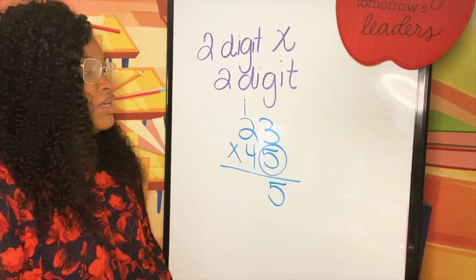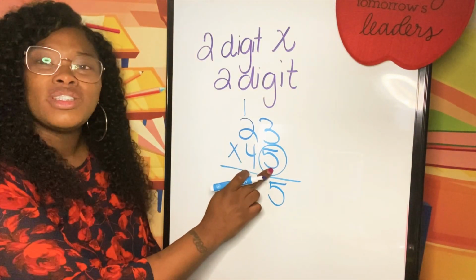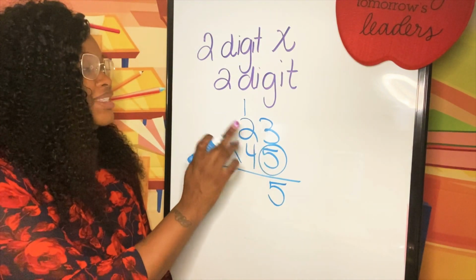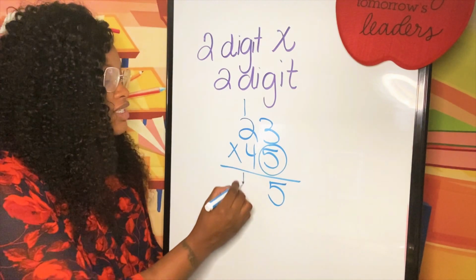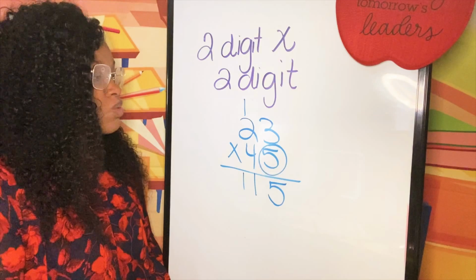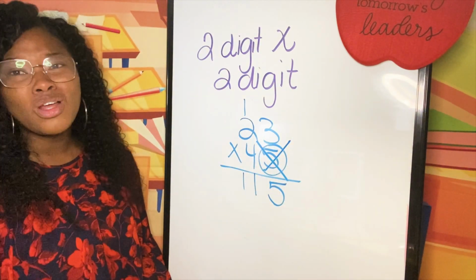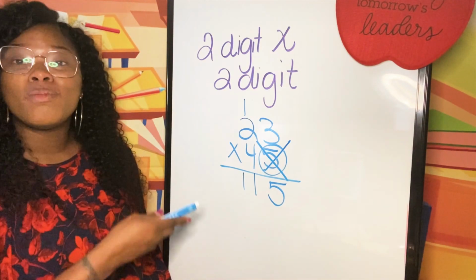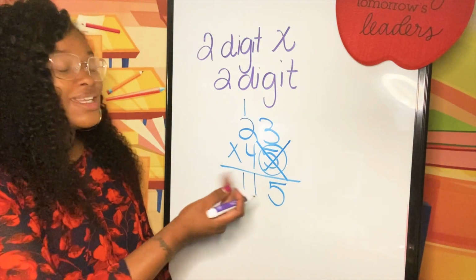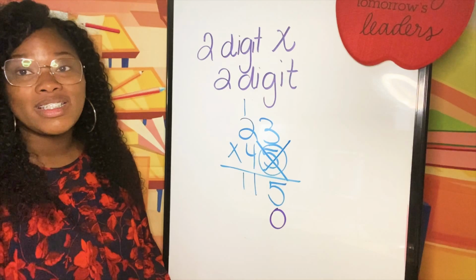Your next move would be 2 times 5. We know 2 times 5 equals 10, but we have to add the number that we regrouped. So it'll be 10 plus 1, which gives us 11. Now we are completely done with our ones place, so we can X out our 5 because it's no longer in the spotlight. Now it's time for my 4 to shine. When you're done with the numbers in the ones place, it's important to put a 0 here because we're moving on to the tens.